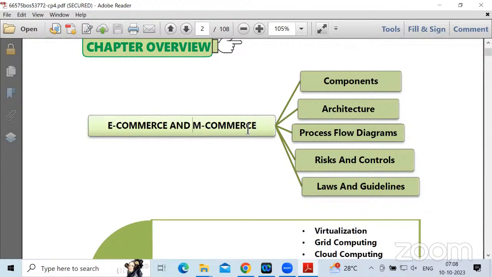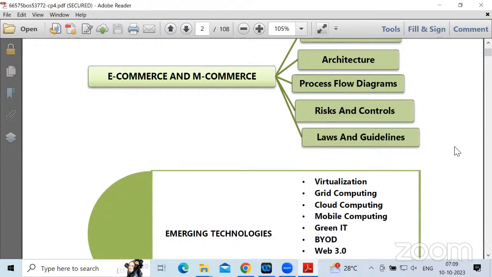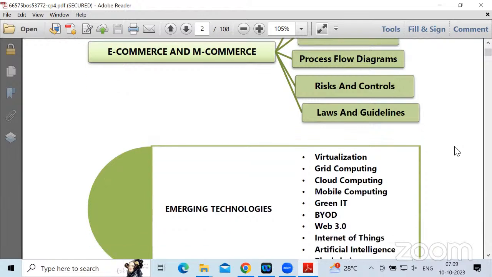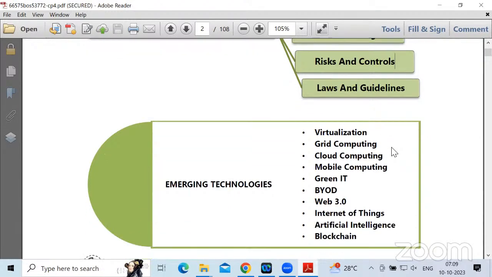Similarly, in m-commerce, a question will be there on the components of mobile commerce, like software, hardware, communication, etc. So the components, architecture, process flow diagrams, risk and control, laws and guidelines. Give little importance to risk and control. Different kinds of risks and different kinds of controls are there. They are all self-explanatory. There is nothing big or technical here.